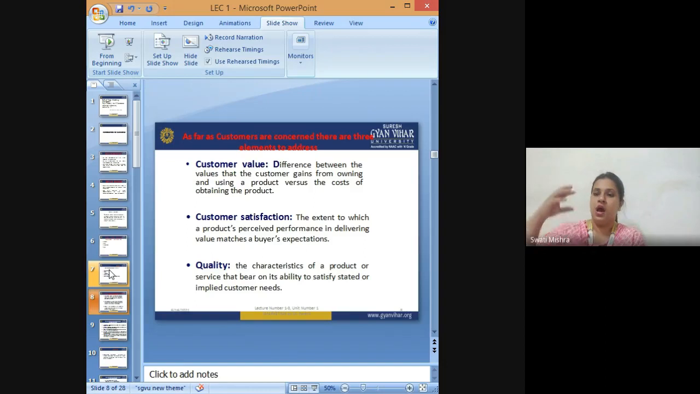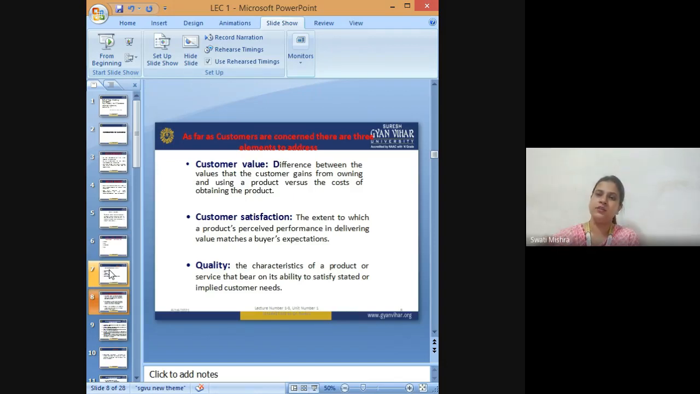You have to understand the difference between the values that the customer gains from owning a particular product, and of course by using that product, versus the cost of obtaining that product, or getting the ownership of that product. So that is customer value. And unless you are addressing the customer value properly, you are not able to generate a good customer base. You are not able to generate a good customer segment in the market, and you are not able to ultimately generate a good market share.